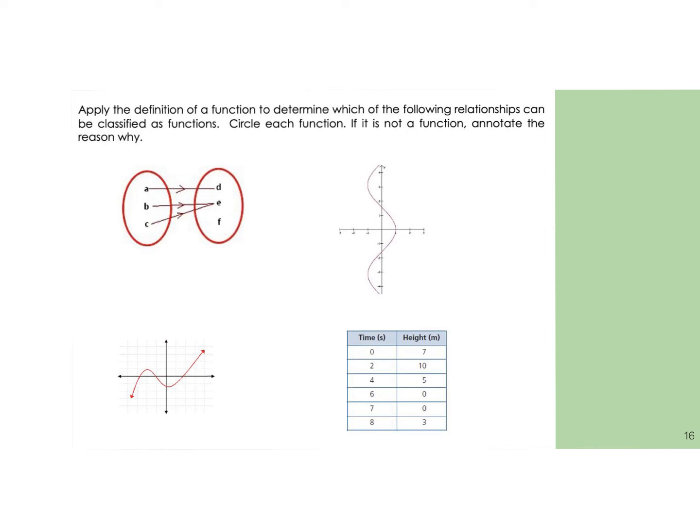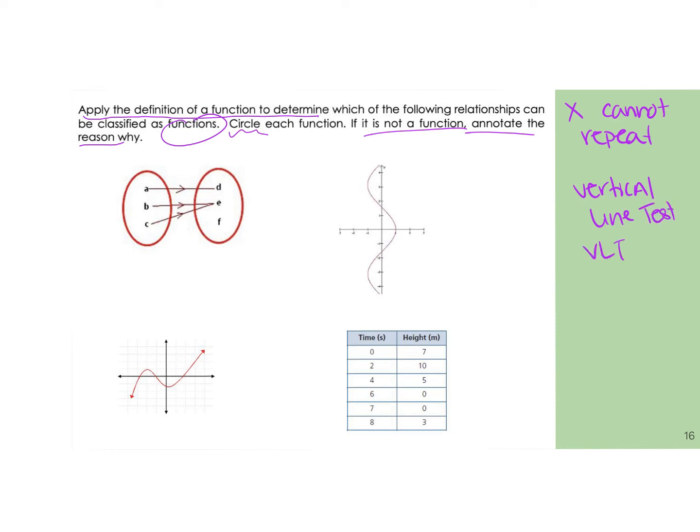Okay, so for this practice problem, we need to apply the definition of a function to determine which of these are functions. They want us to circle the function, and if it's not, annotate the reason why, okay? So we have the definition, which means x cannot repeat. But if we're looking at a picture, we're going to use the vertical line test, okay? Which from now on, I will just be writing as VLT. So let's look at this first one.